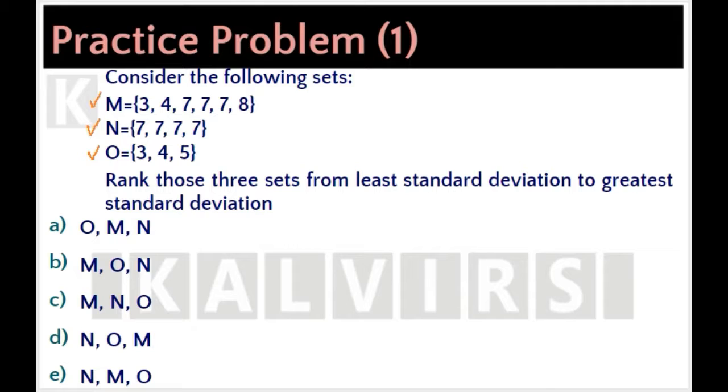According to the standard deviation definition, the further the data are spread away from the mean, the higher the standard deviation is. So, N has the least standard deviation, since all its values are equal. Choices A, B, and C are eliminated. So it can be either D or E. Now, set M has the highest standard deviation, since all its values are very spread away from the mean. Therefore, choice D is correct.